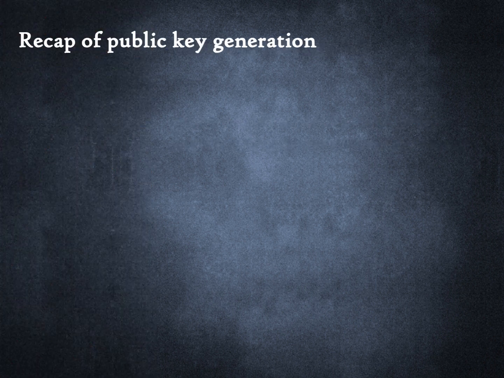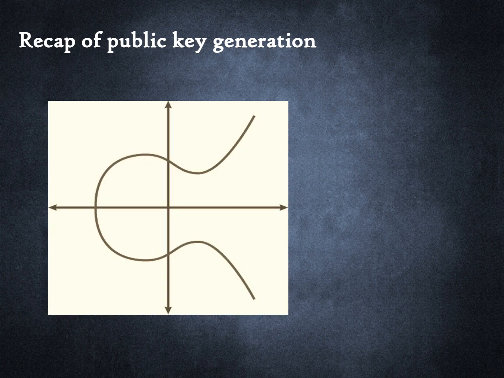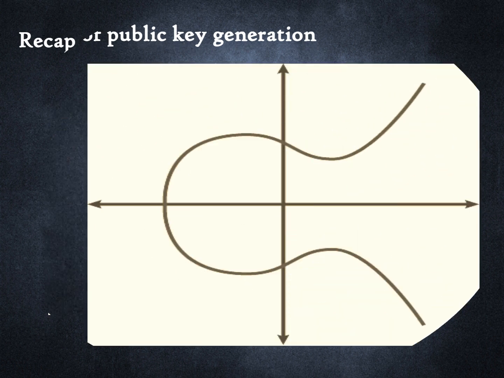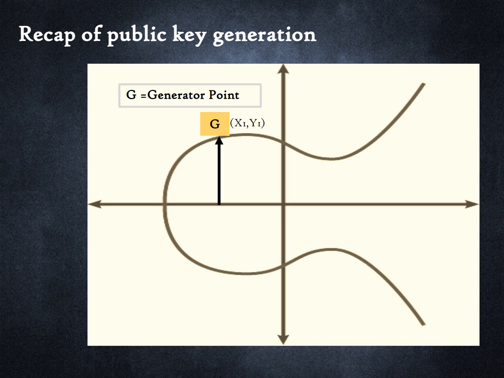Before we learn how the random number is generated, let us recap our learnings on the public key generation. In the previous lesson, we learnt that there is a class of XY graphs known as elliptic curves. The public key is the x-coordinate of a point on this curve. Next, we will refresh our memories on how the public key was generated. There is a generator point, G, on the version of the elliptical curve that Bitcoin uses. G is the same for everyone.